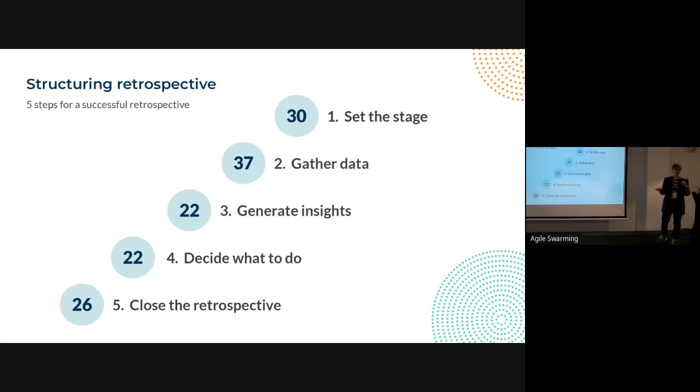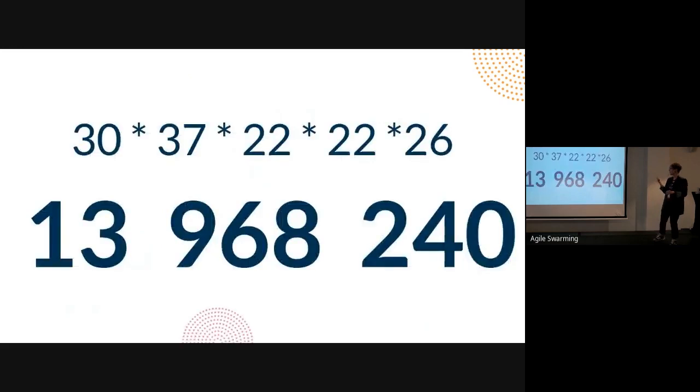Do you have an idea how many possibilities that gives you? A lot. That is true. But if you really want to know how many, don't worry, I did the math for you. It's almost 14 million different retro agendas. A lot. I don't know how you feel about such an abundance of possibilities.